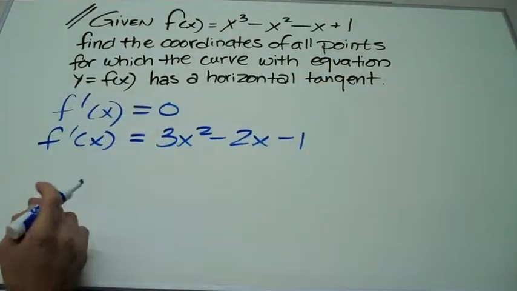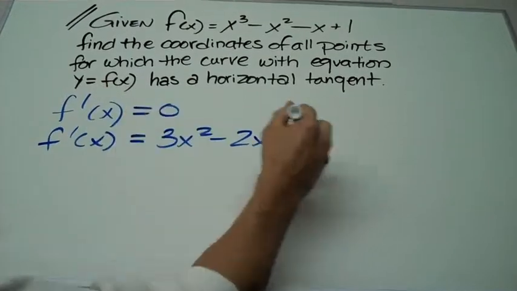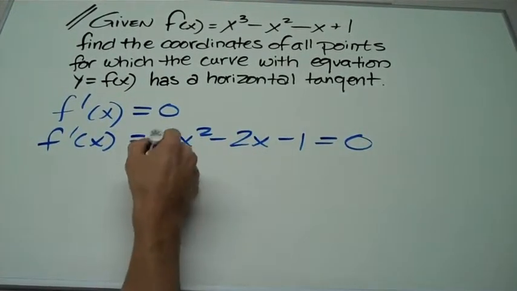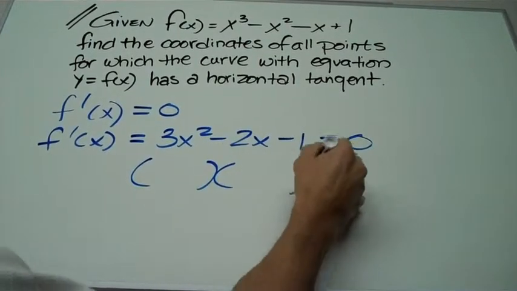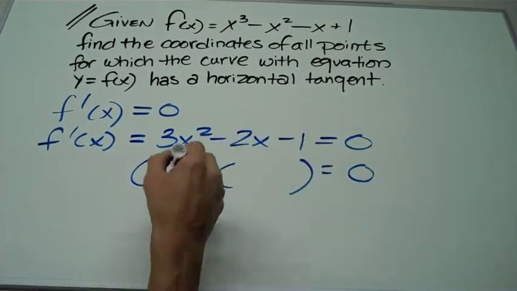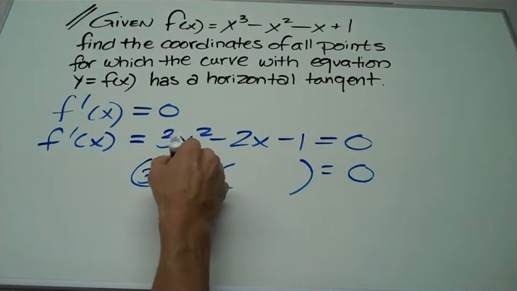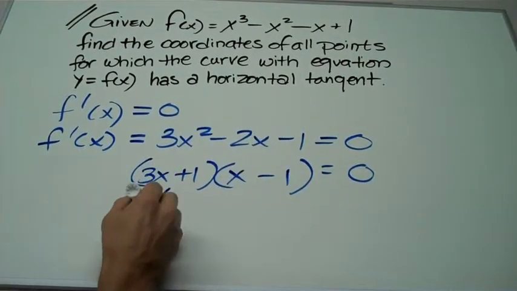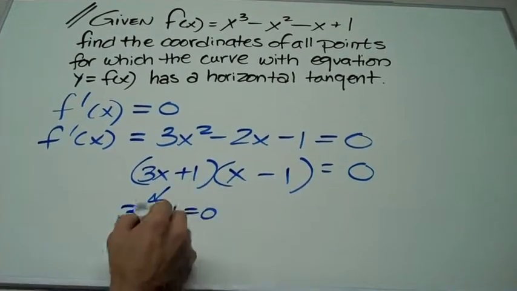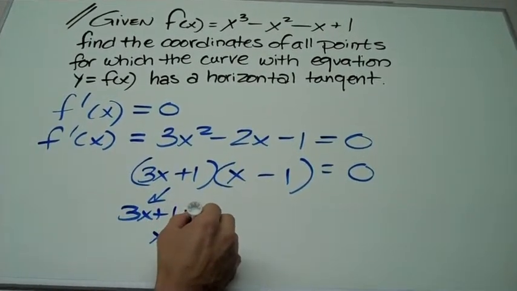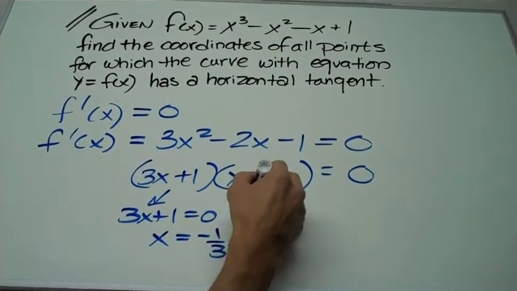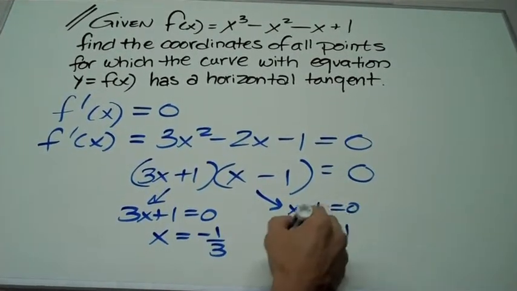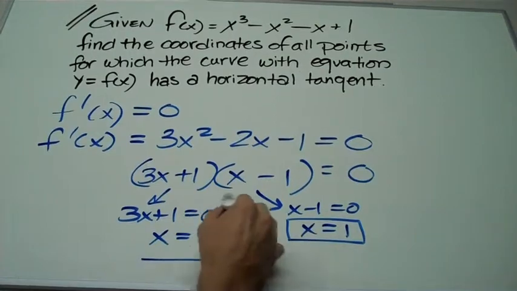And the derivative of 1 is equal to 0. And we're going to set that derivative equal to 0. Well, when we do that, the first step we'd want to do is try to factor this. And luckily, this does factor into 3x plus 1 and x minus 1, which means 3x plus 1 is equal to 0, so x is equal to negative 1/3. And x minus 1 equals 0, so x is equal to 1. I have my two x coordinates.